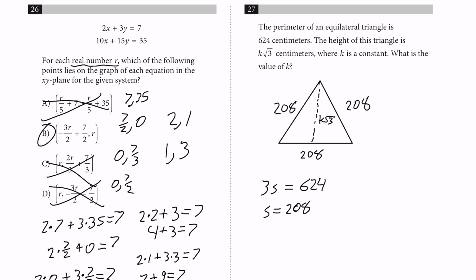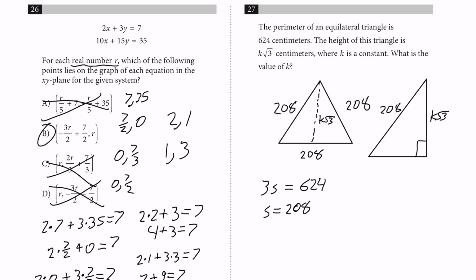So what do we know about this triangle? It's an equilateral triangle, and we know that the height is k root 3. When you split an equilateral triangle in half vertically, you get a special triangle, which is a right triangle. That's a 30, 60, 90 right triangle. So we have k root 3, 208.